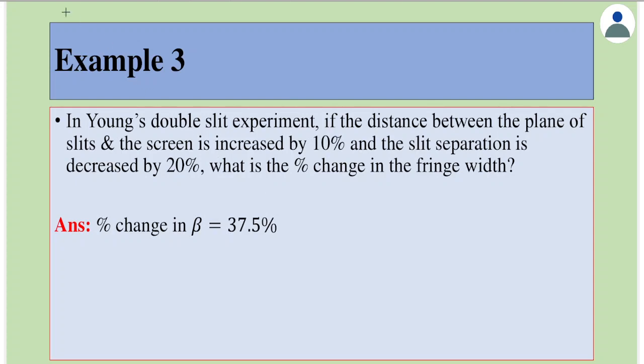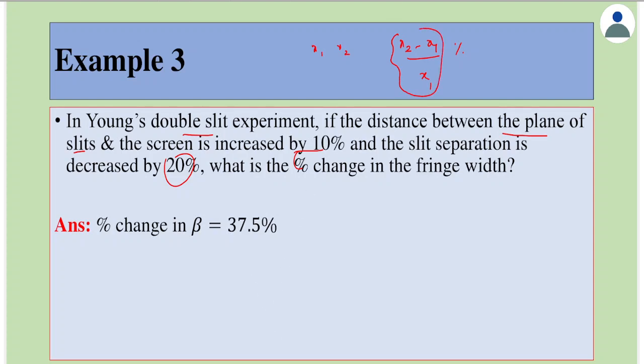Example 3 says, in Young's double slit experiment, if the distance between the plane of slits and the screen is increased by 10% and the slit separation is decreased by 20%, then what is the percentage change in fringe width? Recall that if you have two parameters x1 and x2, then x2 minus x1 would be the change in the parameter, x2 minus x1 by x1 would be the fractional change in parameter, multiply into 100 becomes the percentage change. So you need to find this form here.